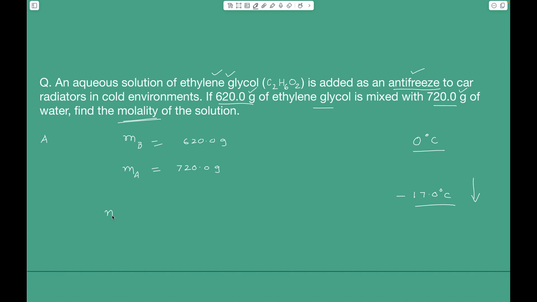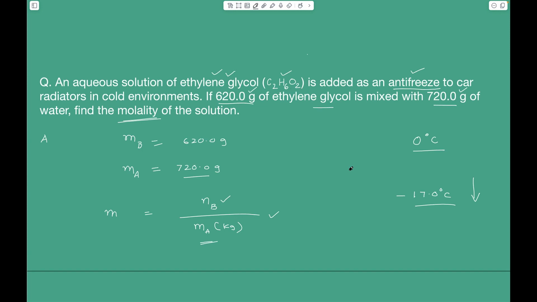And the molality denoted by small m is nothing but the ratio between the number of moles of solute, or the amount of substance of solute, and the mass of the solvent in kilograms. Now you know how to figure out the number of moles of solute, and you know how to convert the given mass of the solvent into kilograms. So I will leave it as an exercise for you. And this is the molecular formula of ethylene glycol to figure out its molar mass.